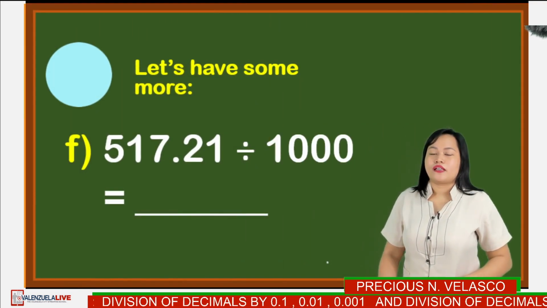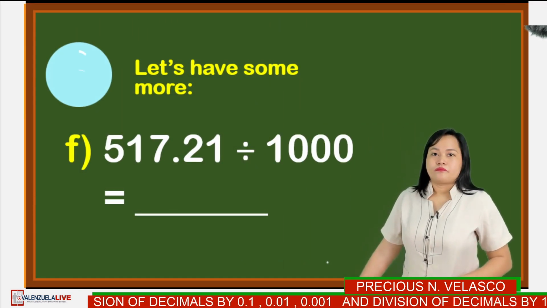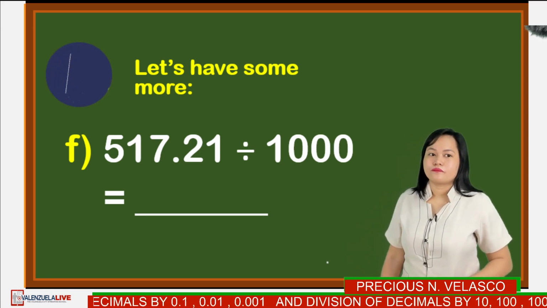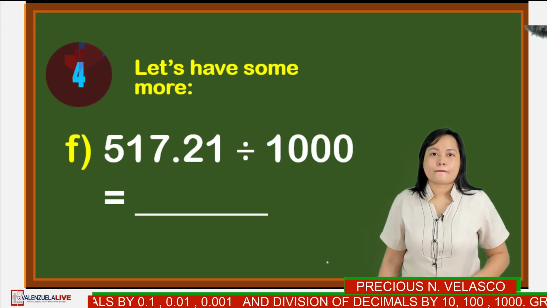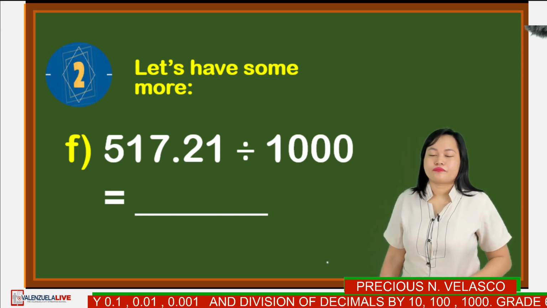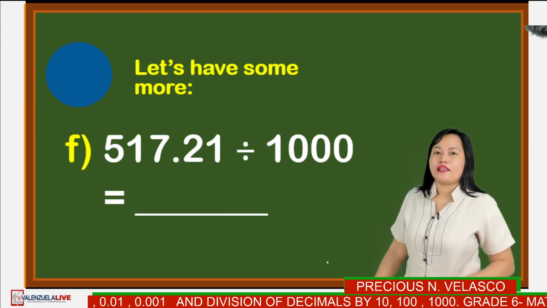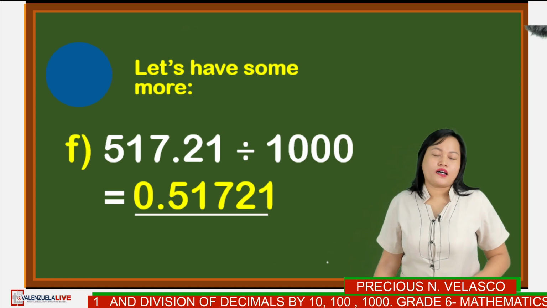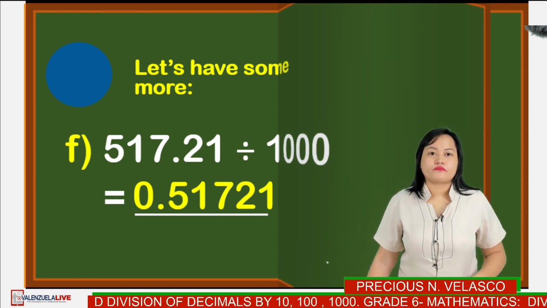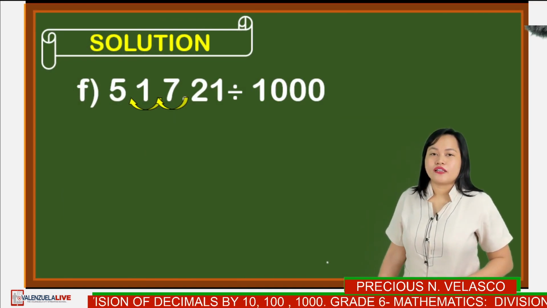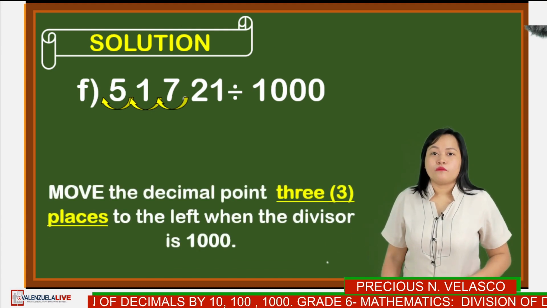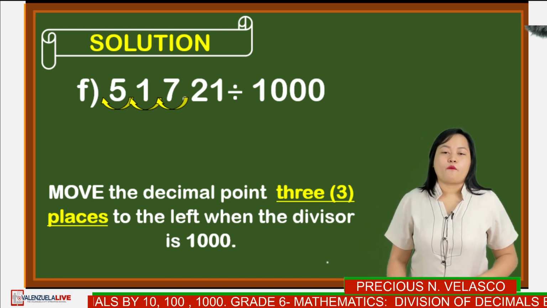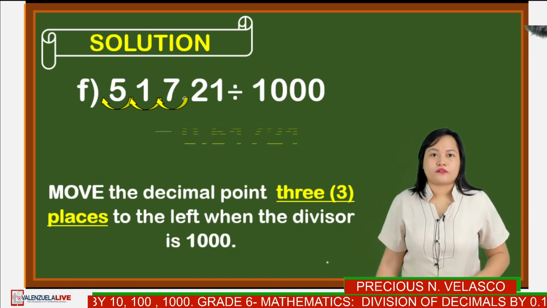Next one, how about this? We have 1,000. 10 seconds. Okay, time's up. Let's see. How did we get that quotient? For this equation, we move our decimal point 3 places to the left when the divisor is 1,000.